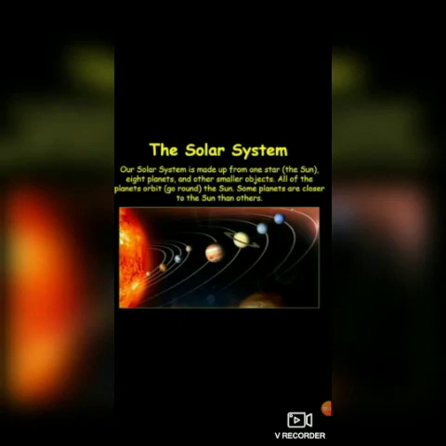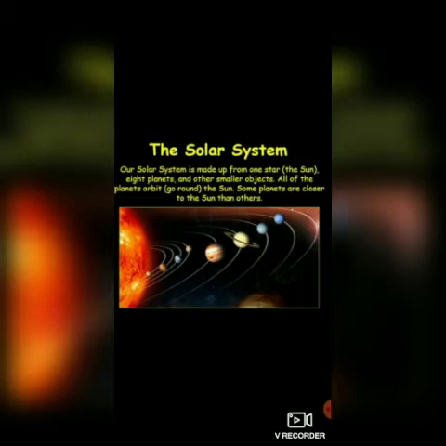Our solar system is made up of one star, that is the sun, and 8 planets and other smaller objects. All of the planets orbit, meaning go around the sun, and some planets are closer to the sun than others. So our solar system consists of only one star, that is called the sun. The sun is the head of the solar system and the center of the solar system.